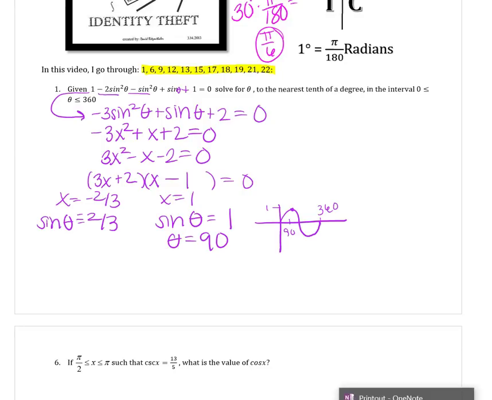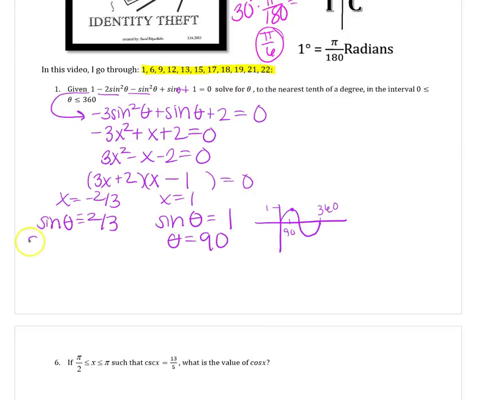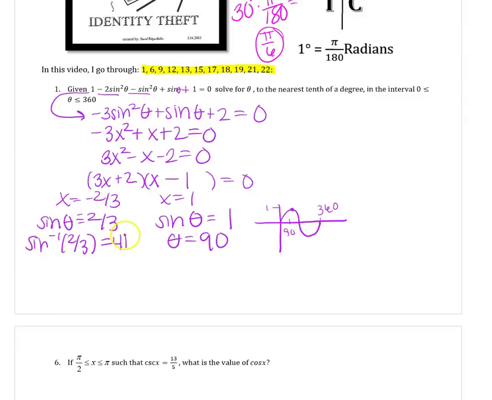So that's where my calculator comes in. So what you're going to do is type in your calculator inverse sine of 2/3. And notice that I ignored the negative for right now. So second and inverse sine, 2 divided by 3. Okay, so 41.81, whatever. That's your reference angle, which is your angle in quadrant 1.